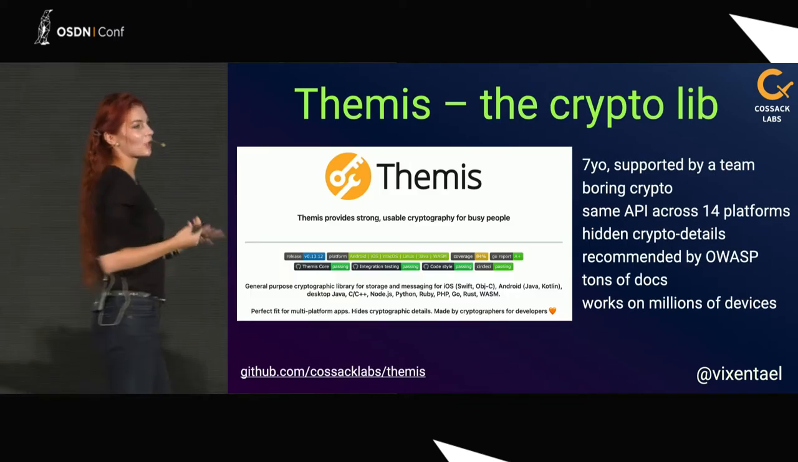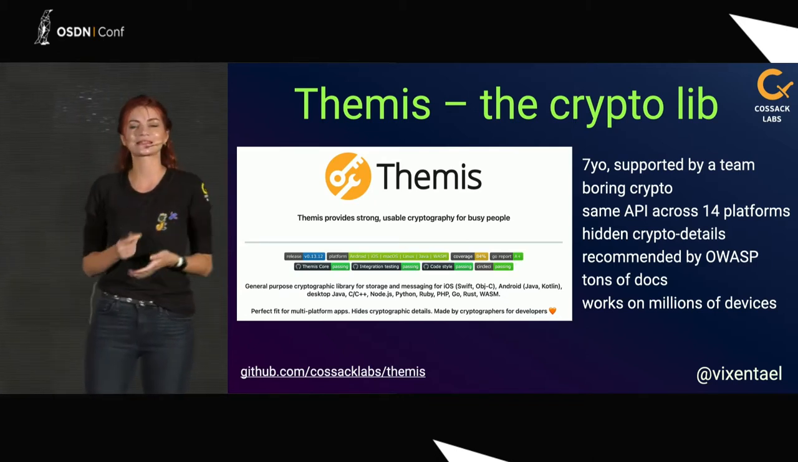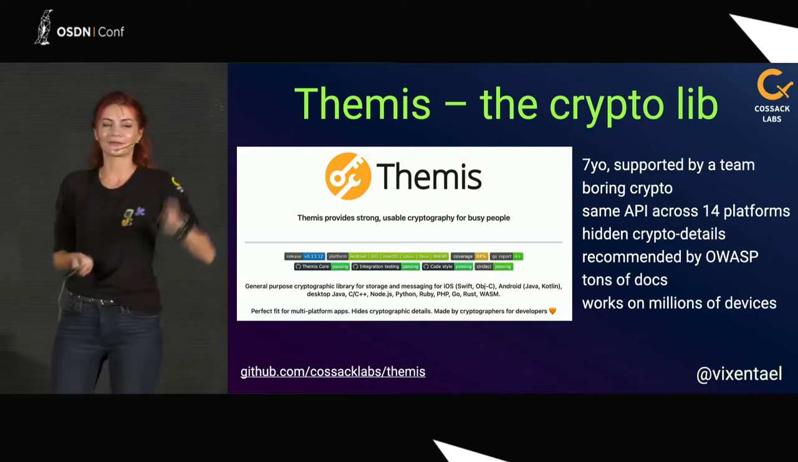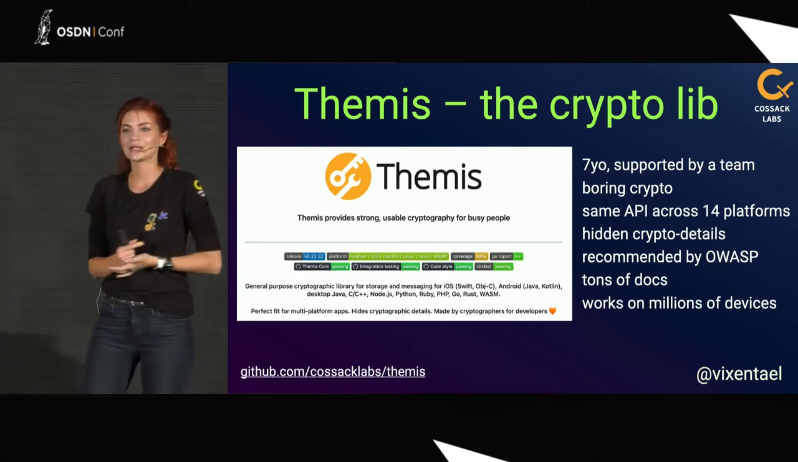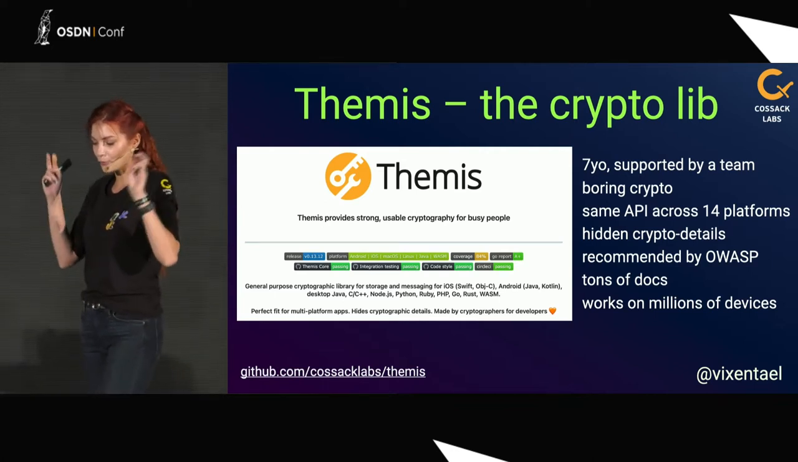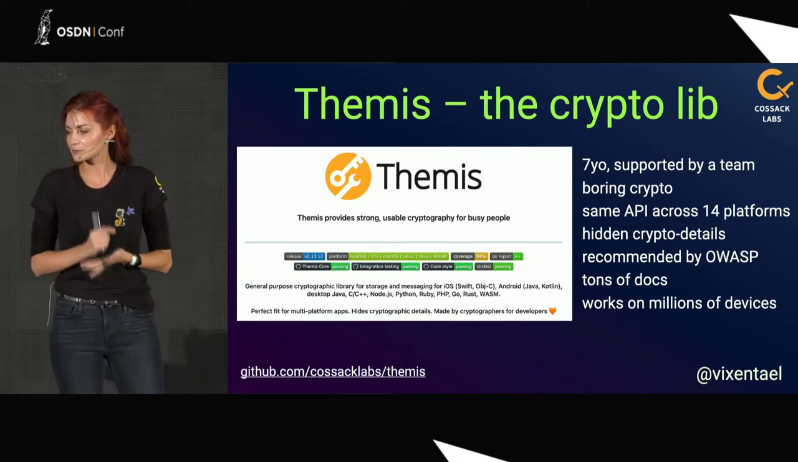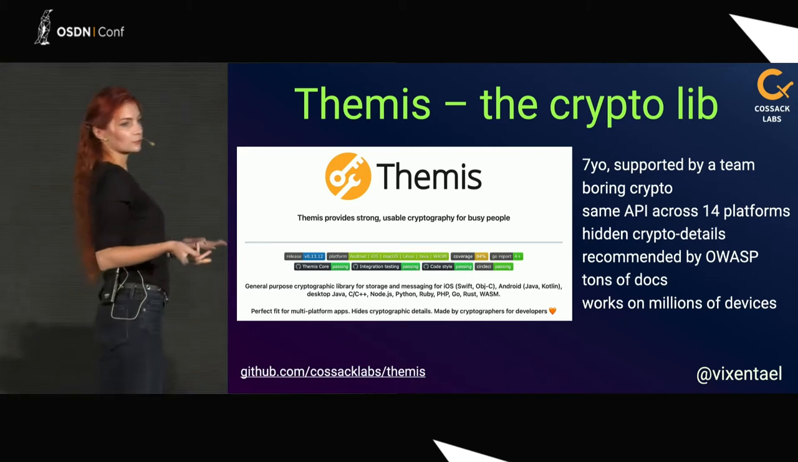So, let's talk about Themis. Themis is an open source cryptographic library. It's 7 years old, so when Roman was saying that VictoriaMetrics is 3 or 4 years old, oh yeah, I feel him, we have similar problems here. The idea behind Themis is that this is a boring crypto library. I will explain what boring crypto is a little bit later. And Themis works across multiple platforms.